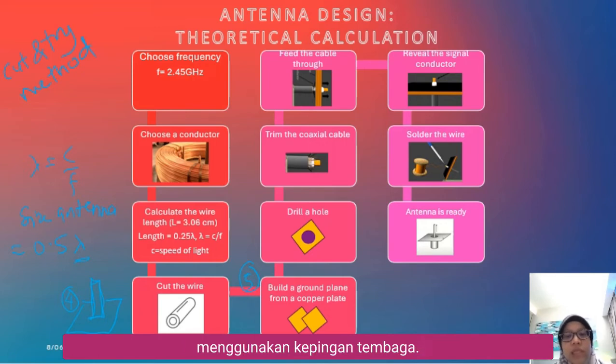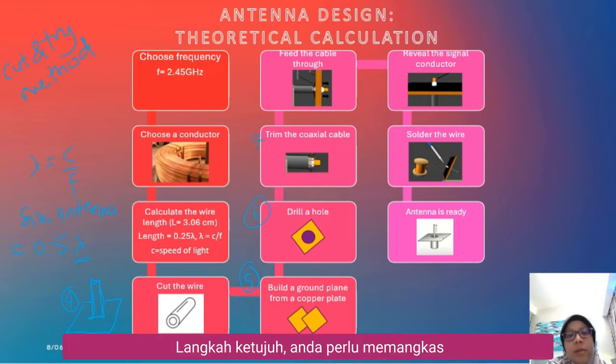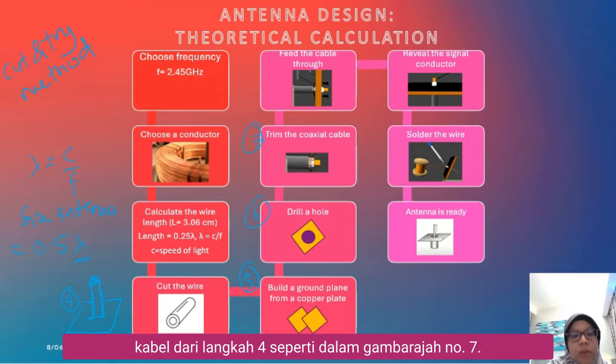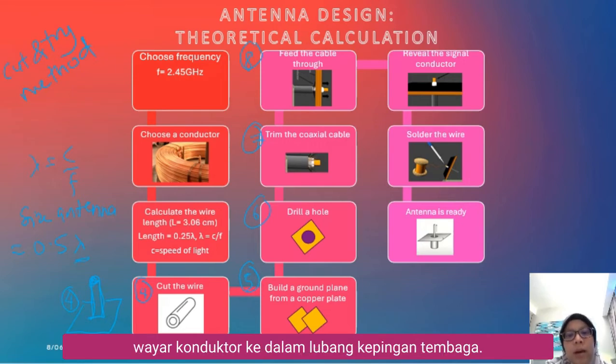That's the fifth step. And the sixth step, you can drill a hole in the copper plate. And then the seventh step, you need to trim the coaxial cable. This is the coaxial cable, which is from number 4. And then number 8, you need to feed the coaxial cable through the ground plane, which is you need to feed from number 4 into number 6.